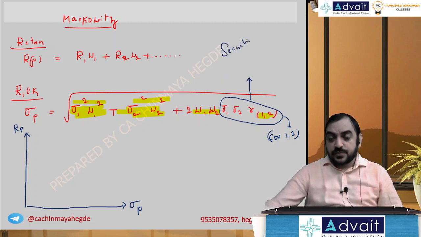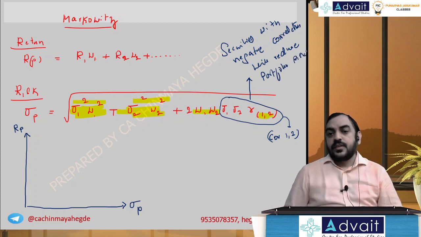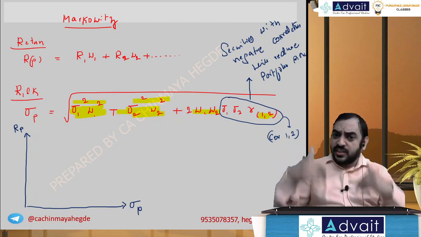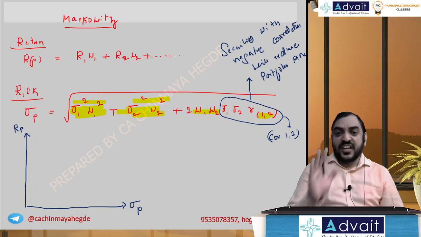Securities with negative correlation will reduce portfolio risk. Why is it so? Mathematically, you understand, right? If R is minus, the overall calculation will reduce. Risk will reduce. Mathematically, negative correlation securities will reduce the risk.